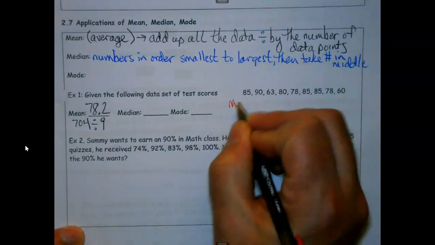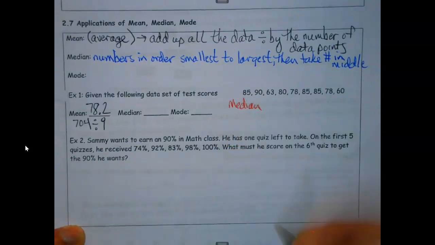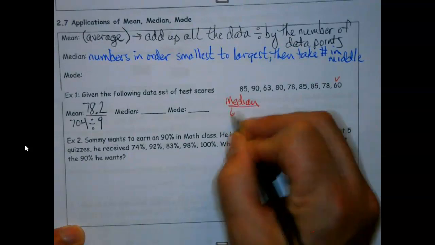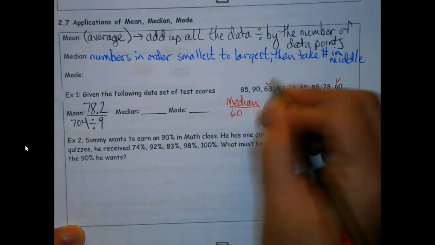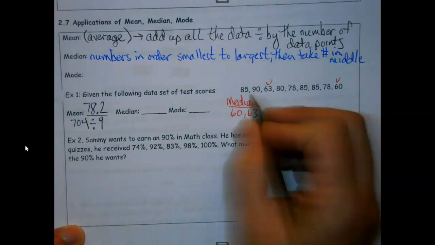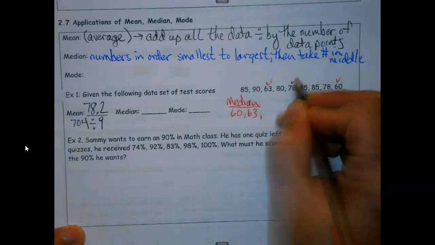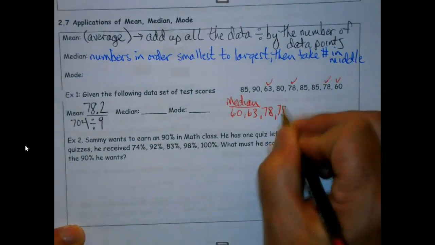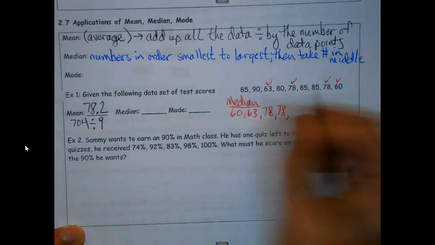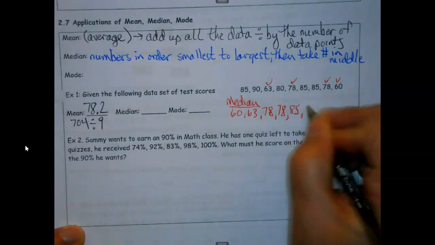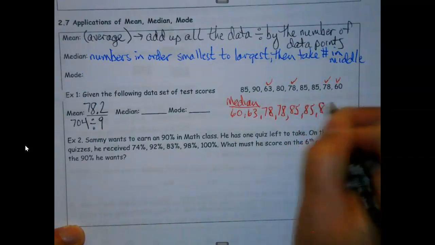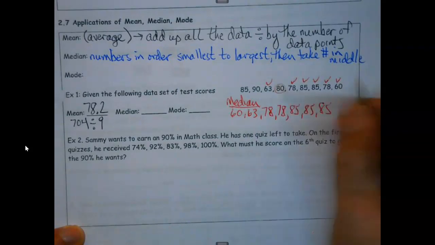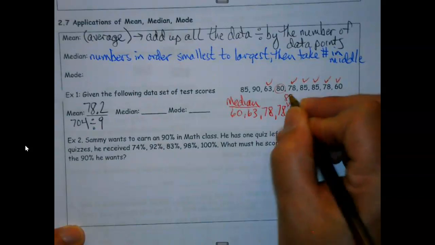So, for the median, I got to go through here. I'm just going to label this. So let's see here. We'll start with the lowest. And the next one. And the next one. And yes, if there are multiples, you use them all. Oh, lots of 85s. Oh no! I forgot the 80. Okay, tuck the 80 in.